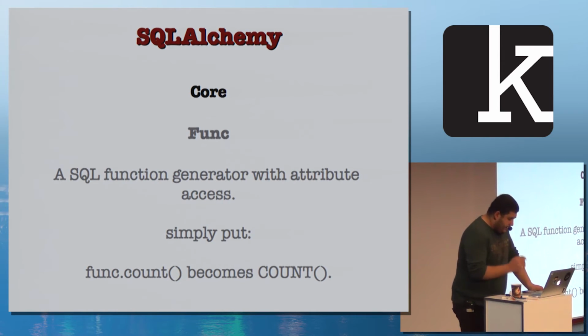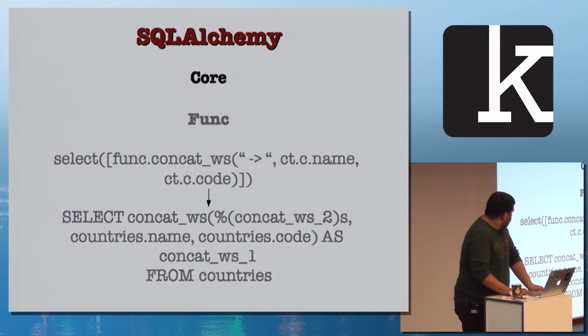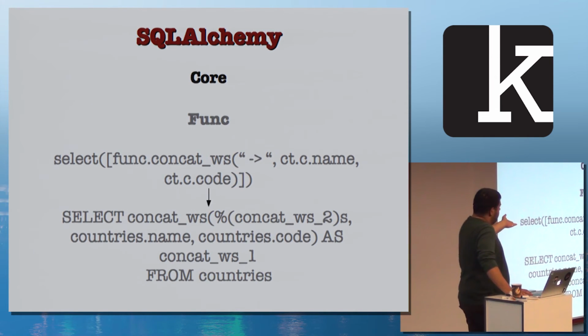So func, I've used func before to count the countries. Func is a SQLAlchemy class that generates SQL function statements that you give as an attribute. You will understand better with an example. So SQL has a concat with string function, which takes an argument as how you want to concat the string, what will be the first argument, and the column names.